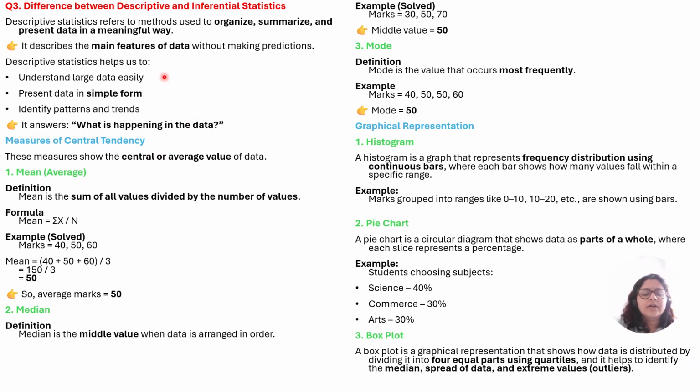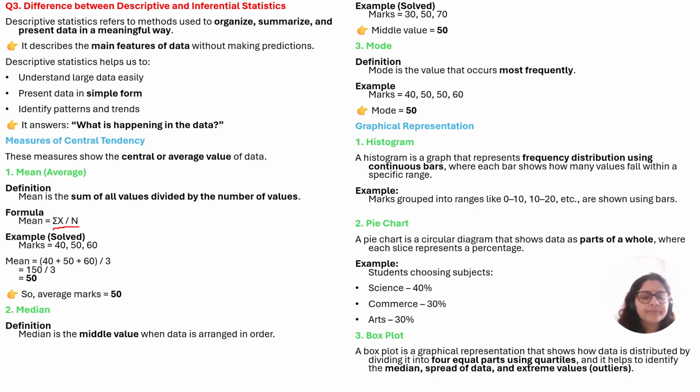Some of the descriptive techniques used are measures of central tendency. You have studied this since a young age. There are three measures of central tendency: mean, median and mode. What is mean? Mean is the average, that is the sum of all the values divided by the number of the values. Mean is sigma x by n. Sigma x is the summation of all the values. N is the total number of values.